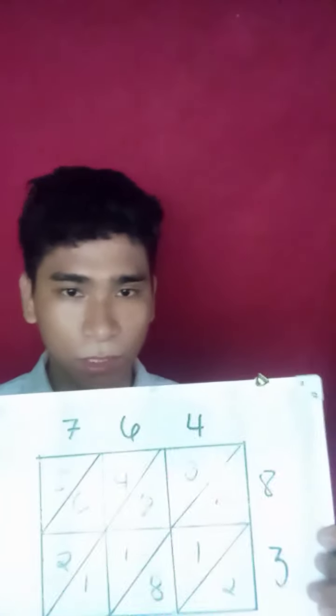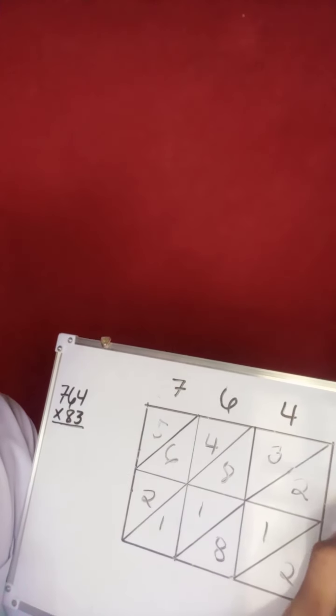So instead, we follow this process. Now, we try this lattice method. First, we need to multiply 4 and 8. So 4 times 8, count with me: 4, 8, 12, 16, 20, 24, 28, 32. So you can write 3 here. I already wrote it, so 32.